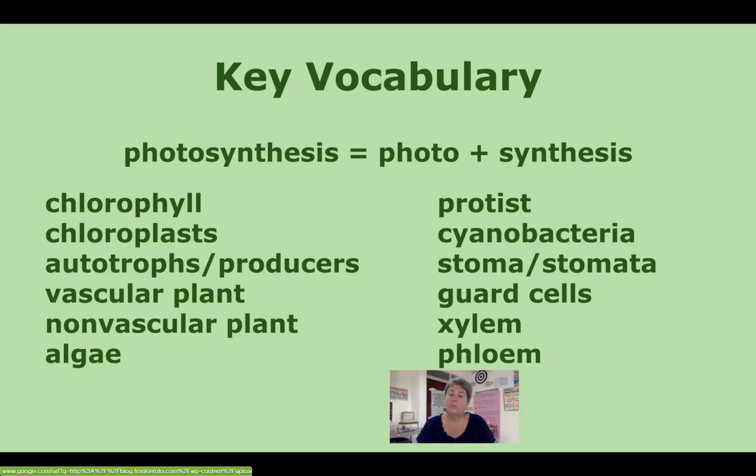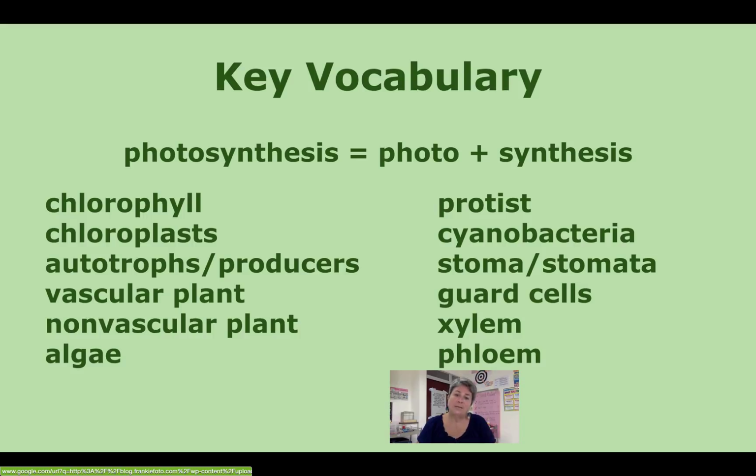Algae, some of those protists, those single-celled organisms that also do photosynthesis even though they're not plants. And the same thing with cyanobacteria, a type of bacteria that does photosynthesis. It's an autotroph, but it's not a plant. Stoma and stomata, those openings that are created by the guard cells in the leaves, and our vascular tissue, xylem and phloem.